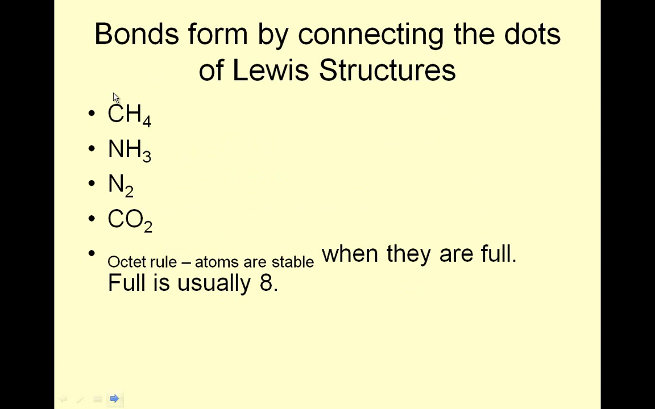All right, bonds formed by connecting the dots of Lewis structures. So what we do is we take Lewis dot structures: carbon has 4, if you remember from your periodic table, which shows you how many electrons it has. Hydrogen's in the 1 column, so hydrogen has 1. And remember, hydrogen has just 1 valence electron, it only needs 2 to be stable. So I'm going to aim my single electrons at each other because single electrons form bonds. Connect the dots.